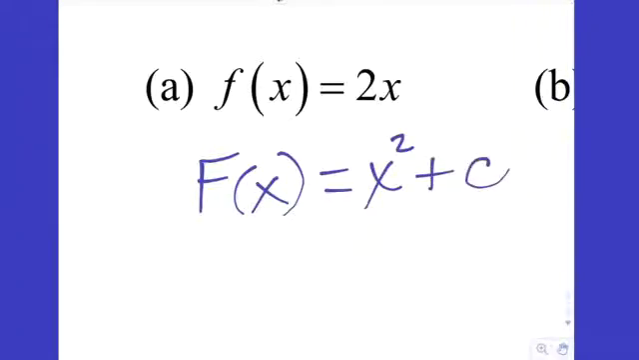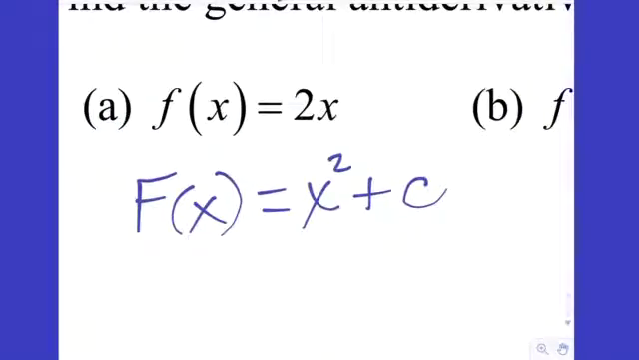Now let's check real quick. What's the derivative of x squared? 2x. Good. So the antiderivative of 2x is x squared plus c. We started with degree 1. We ended up with degree 2. Nice. How'd you know to take the 2 away? I'm curious.